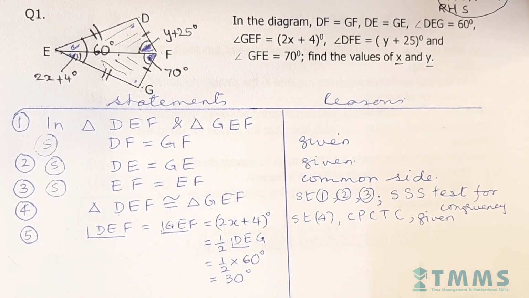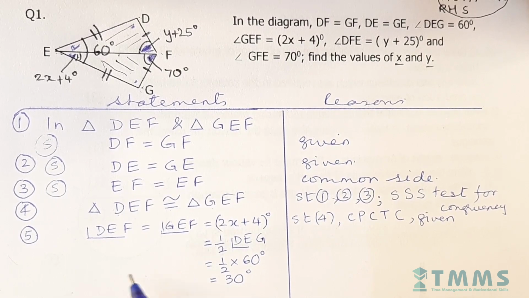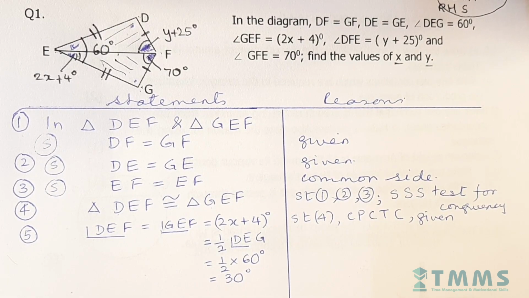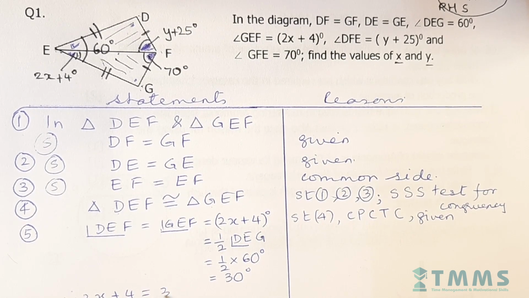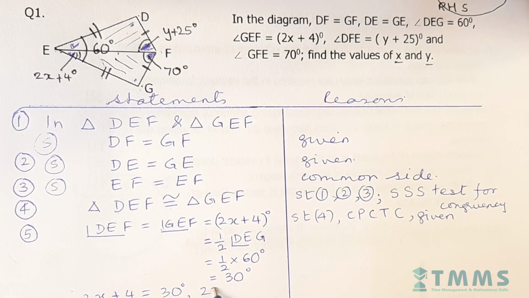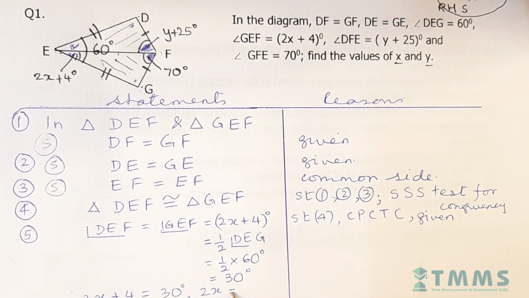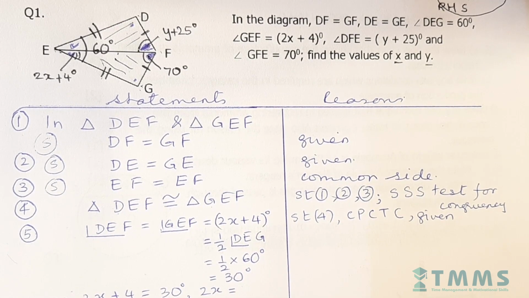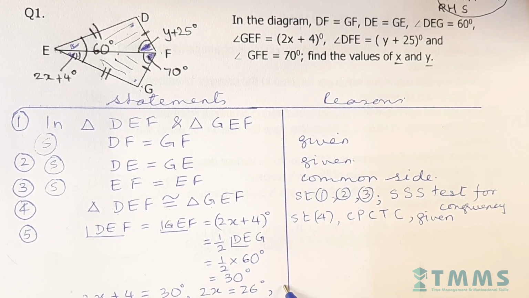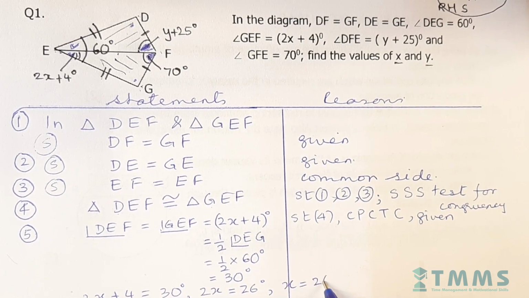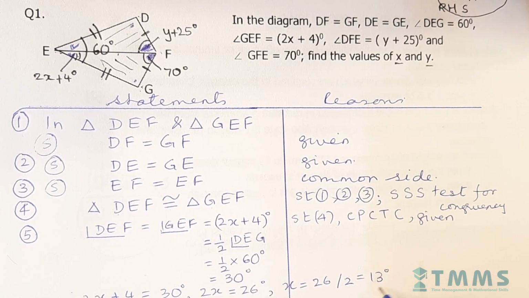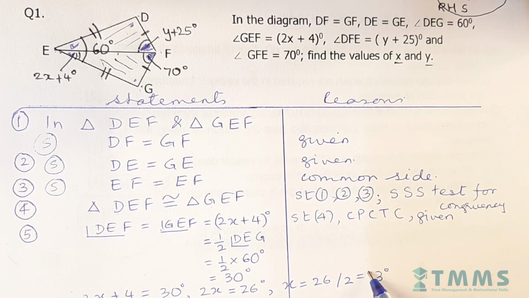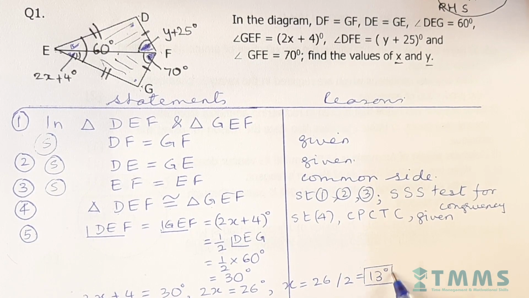And so you will see, therefore we will have 2x plus 4 equal to 30 degrees. That will give us 2x equal to 30 degrees minus 4, that is 26 degrees, and that will give us x equal to 26 upon 2, which is 13 degrees. So we have x equal to 13 degrees.